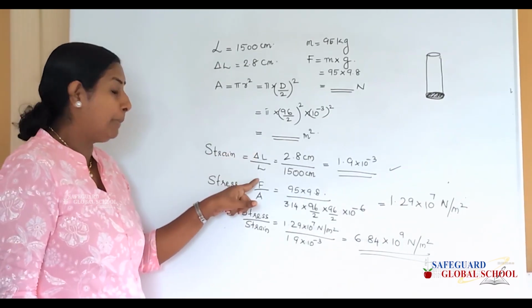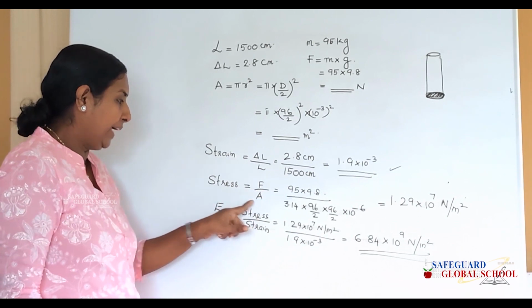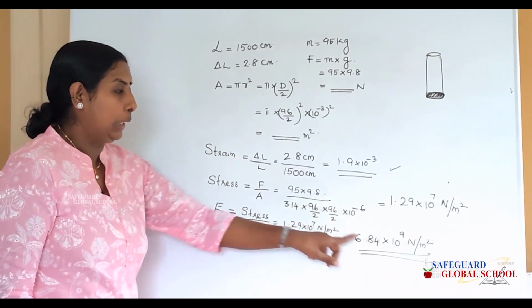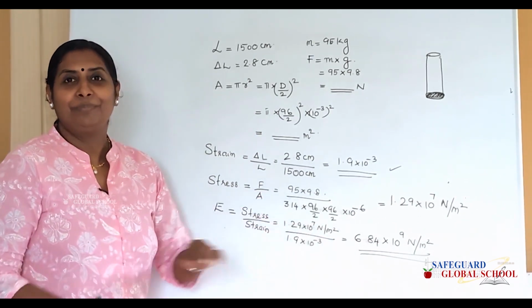Then all the equations are with you. Strain is delta L by L. Stress is F by A. E is stress by strain. We'll get the answer like this.